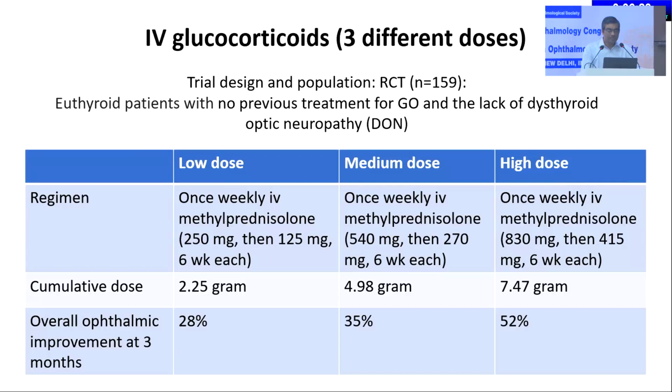Then the second point comes with the three different doses. What should be the dose that should be tried? The first trial gave a dose of around 4.5 grams. In this group, they tried a dose which is half the standard dose, and a little bit higher dose compared to the standard dose. So three doses were compared, and the response rate was nearly comparable with the 2.25 and the 4.98 gram doses, compared to the high dose, 52%.